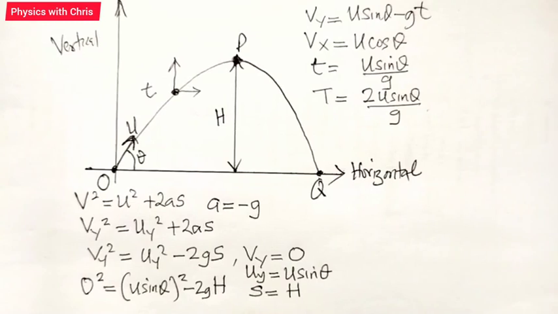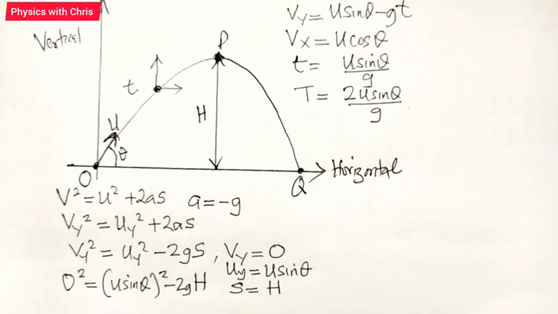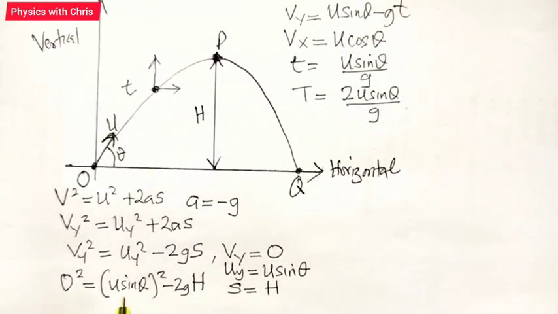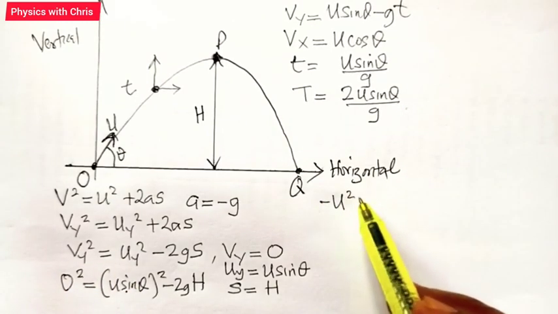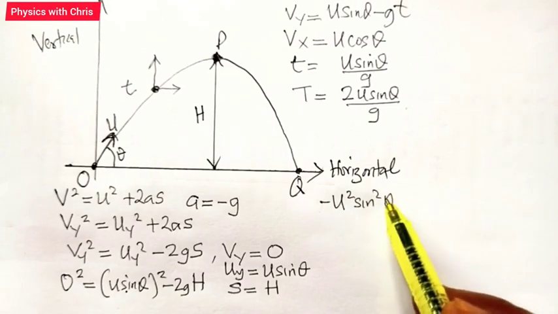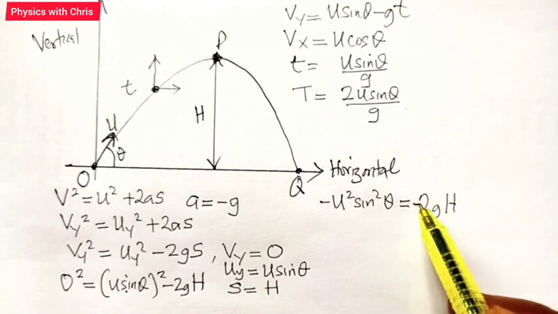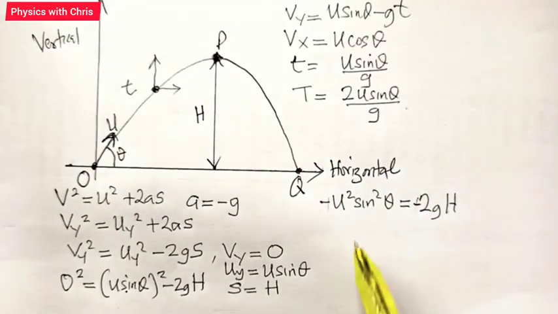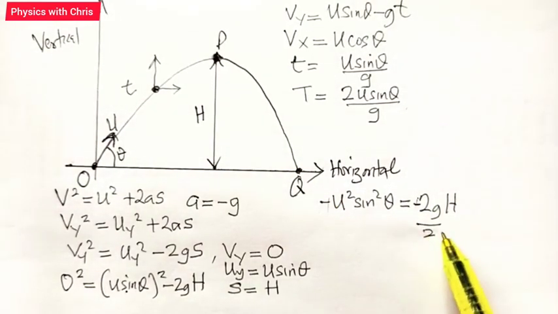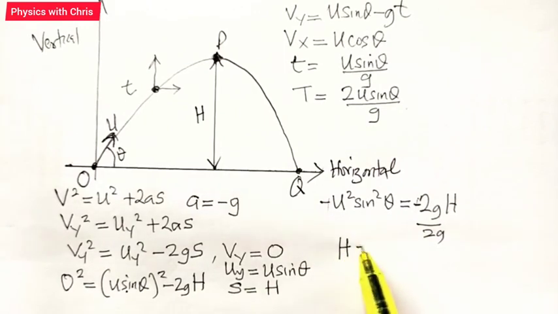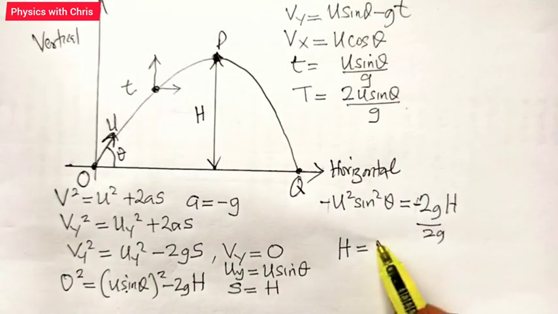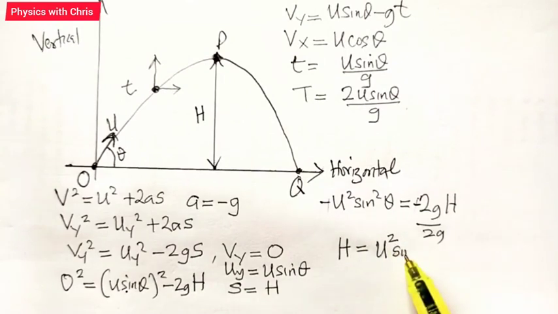I hope you are getting it. Okay, so by the time I take u sine theta squared to this side, it gives me minus u squared sine squared theta equals minus 2gh. So this negative cancels out the negative. Dividing both sides by 2g, I'm going to have the maximum height as u squared sine squared theta divided by 2g.